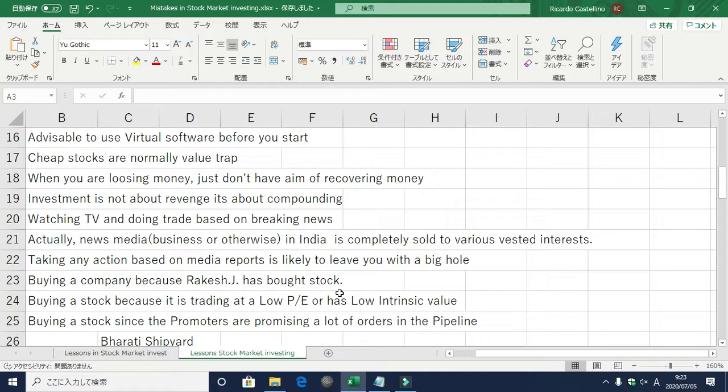Watching television and doing trades based on breaking news is a bad strategy. Actually, the news media in India is completely sold out to various vested interests, in my opinion, especially the financial news media. Remember, taking any action based on media reports is likely to leave you with a big hole.